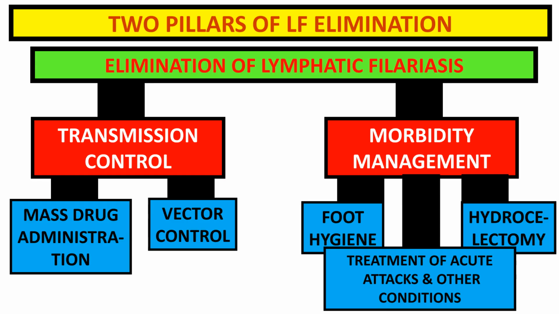Both pillars are essential. Transmission control prevents new cases, while morbidity management helps those already suffering. Together they form a comprehensive approach to eliminating lymphatic filariasis as a public health problem. This integrated strategy has been successful in many countries, bringing us closer to global elimination.